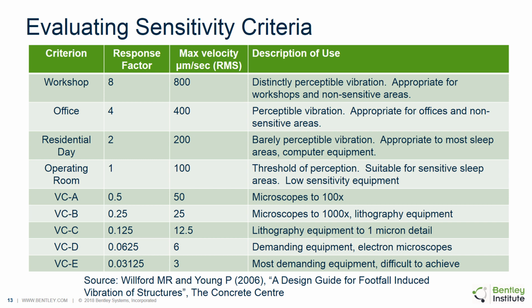When we start getting into the bottom half of the chart, where we're looking at the VCA through E, we're generally dealing with sensitive equipment there. So those response factors are going to get even smaller. And you can see some examples that might be suitable for each category. So VCA, you're looking at microscopes with 100 times magnification, all the way down to the bottom where we're dealing with VCD, where we're dealing with electron microscopes and really demanding equipment. And VCE is the most stringent category we're showing here with a very small response factor, which is for the most demanding equipment, but that also might be very difficult to achieve.